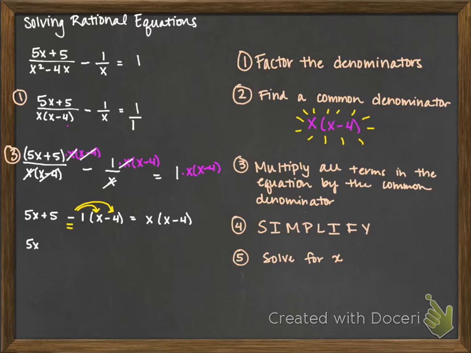So we have 5x plus 5 minus x plus 4 equals, and I can distribute this guy as well, so we get x squared minus 4x. Alright, just in terms of solving, I notice I have an x squared term, which means I have a quadratic, which means I am going to have to use one of my methods on solving quadratics. So we can factor, we can complete the square, we can use the quadratic formula. My recommendation is factor if you can possibly factor.